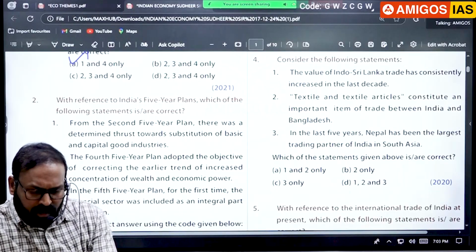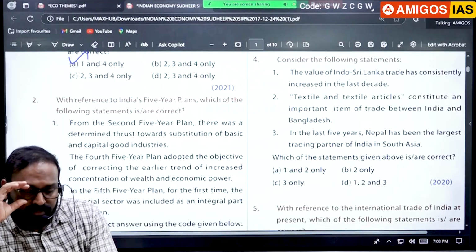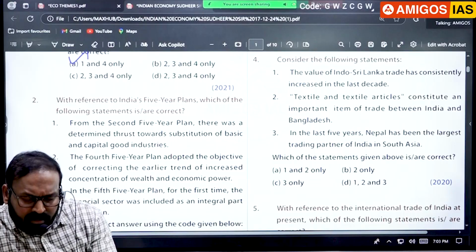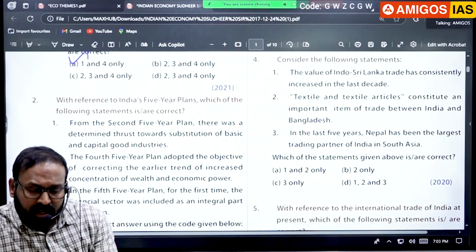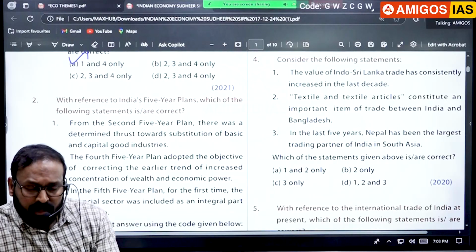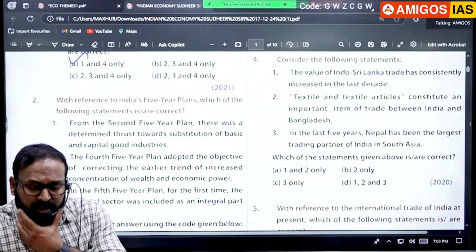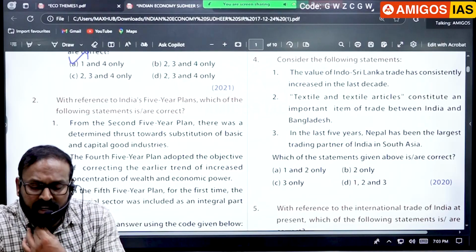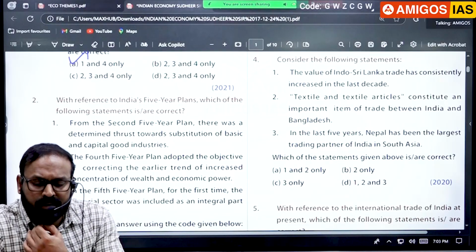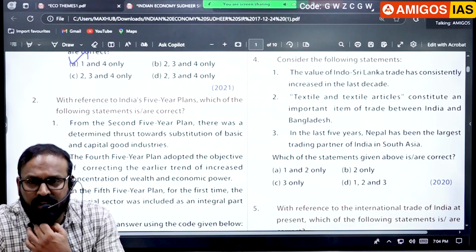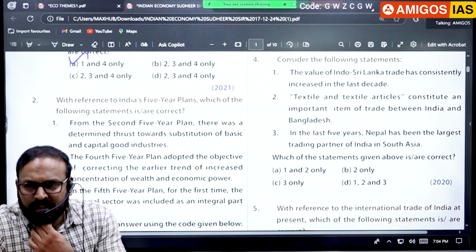Next. So, check that ABC. I think statement 1 is incorrect and statement 2 is correct. D, yeah, that is D. Now come to the next point. Next question, the fourth question. The value of Indo-Sri Lanka trade has consistently increased in the last decade. What is the keyword? Consistently.